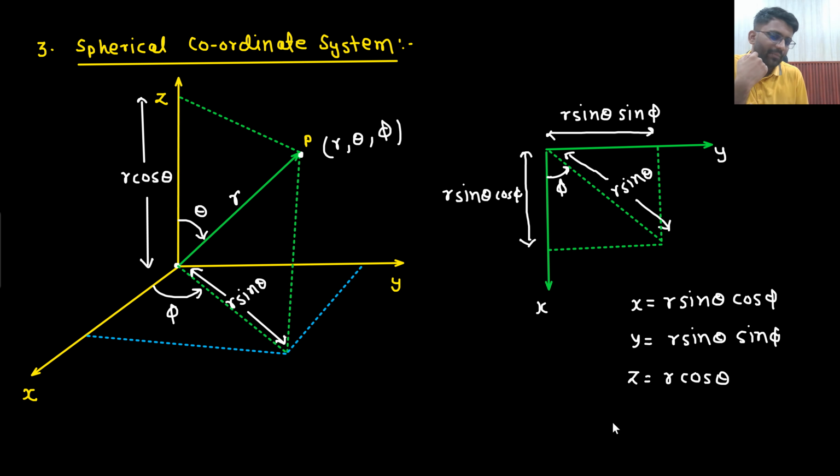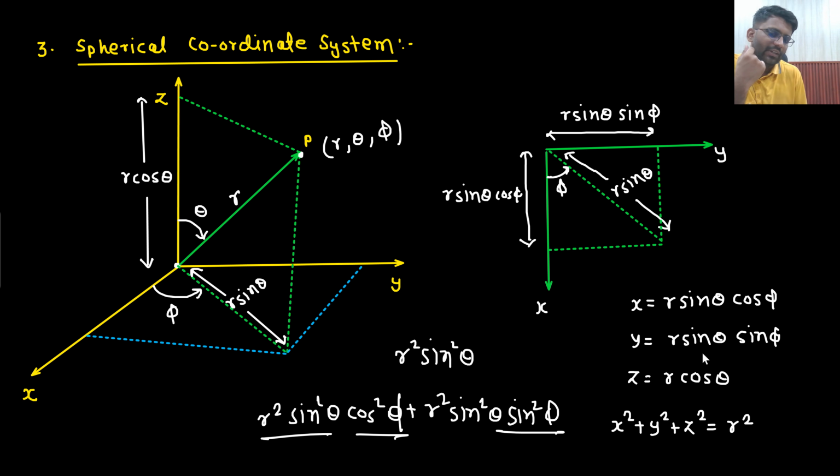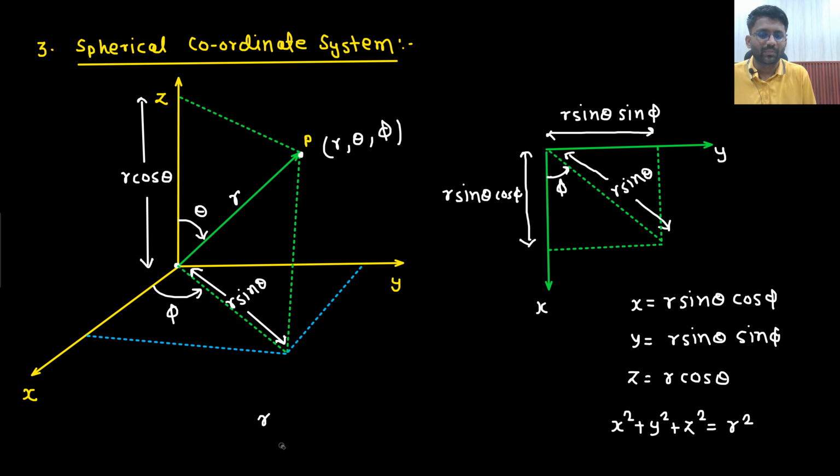And if you square all of them, x square plus y square plus z square, you would realize that it equals r square only. Why is that so? Because it is r square sin square theta cos square phi plus r square sin square theta sin square phi. You can take r square sin square theta common, cos square phi plus sin square phi becomes 1. So this comes out to be r square sin square theta plus r square cos square theta. Take r square common, so sin square theta plus cos square theta is 1. So what is the answer? R square only. So x square plus y square plus z square is giving you r square.